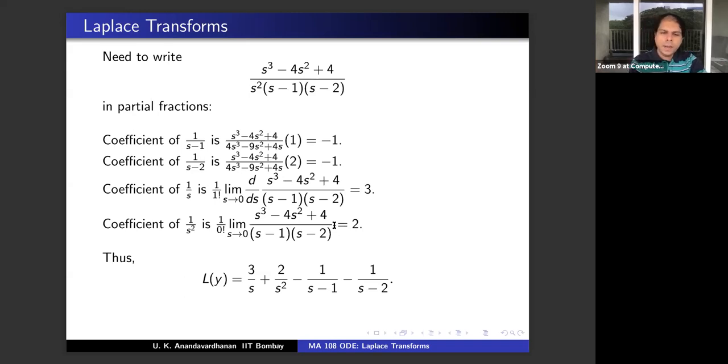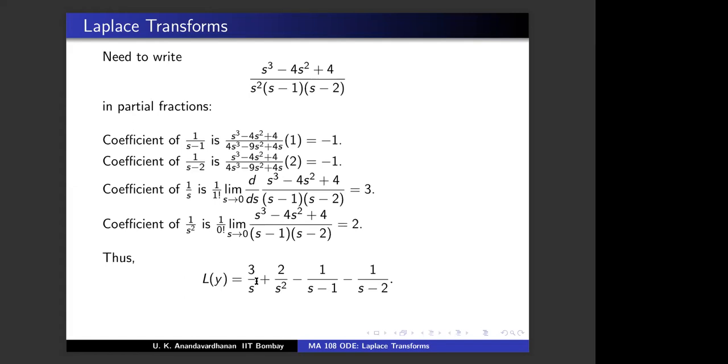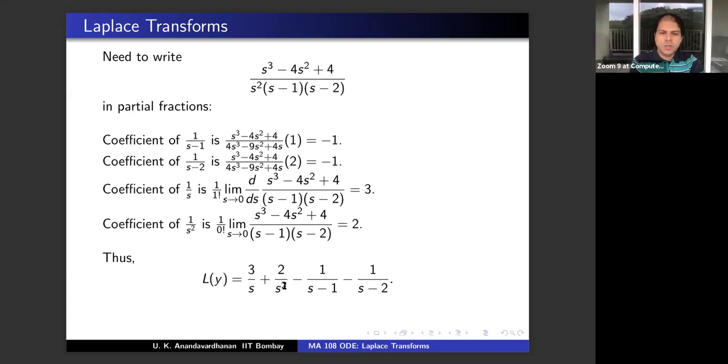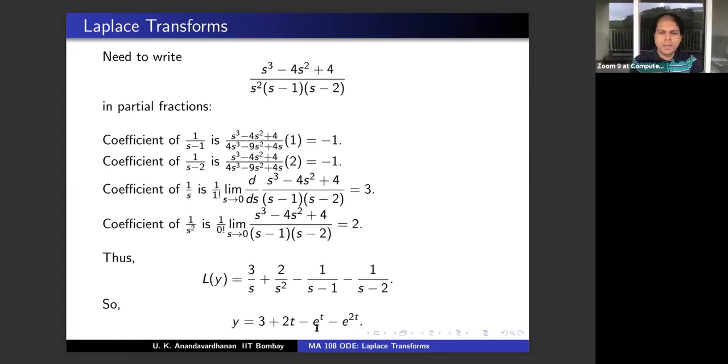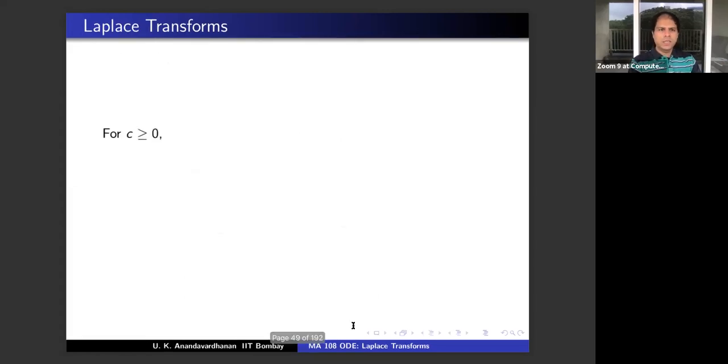So what is y? 1 by s corresponds to 1. 1 by s square corresponds to t, and 1 by s minus 1 corresponds to e to the power t, and 1 by s minus 2 corresponds to e to the power 2t. So y is 3 plus 2t minus e power t minus e power 2t. So that's how you do it.